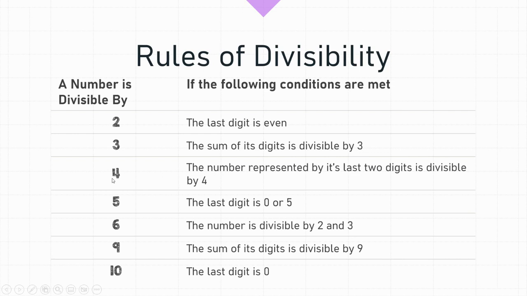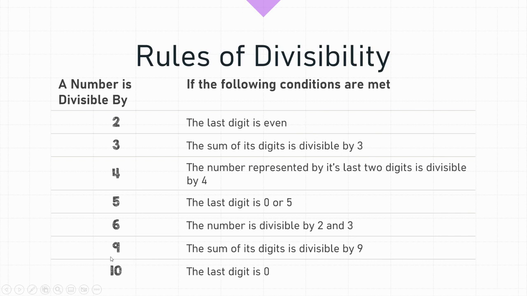A number is divisible by 4 if the number represented by its last two digits is divisible by 4. So you just have to look at the last two. It's divisible by 5 if the last digit is 0 or 5. It's divisible by 6 if the number is divisible by 2 and 3. So you go back to our rules for 2 and 3. It has to fit both of those criteria. If it fits both of these criteria for 2 and 3, then it's also divisible by 6.